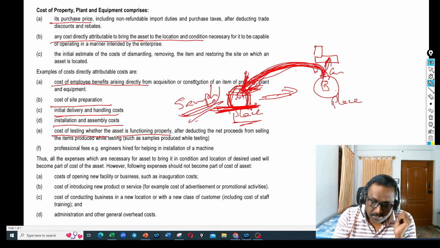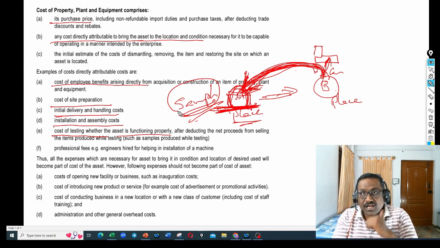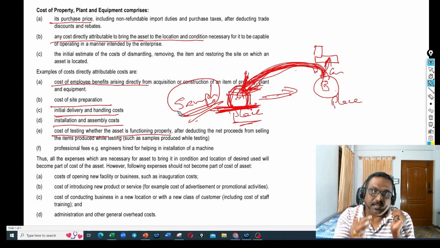So whatever samples are produced, sell them, and the amount realized has to be reduced from the cost.